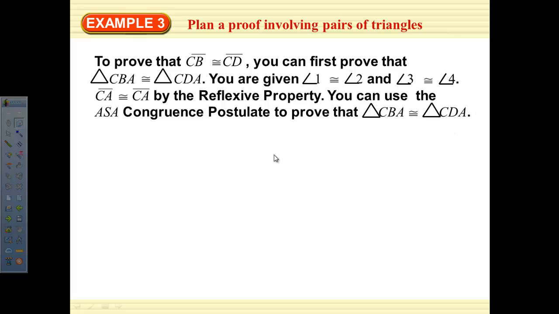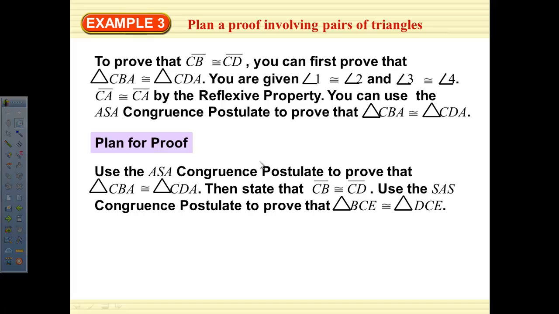Once we've done that, we go back and say we used angle side angle to prove these triangles are congruent. Then we can state that these sides are congruent by CPCTC. And then we can use side angle side to prove that those two triangles are congruent. And that's it for this one.